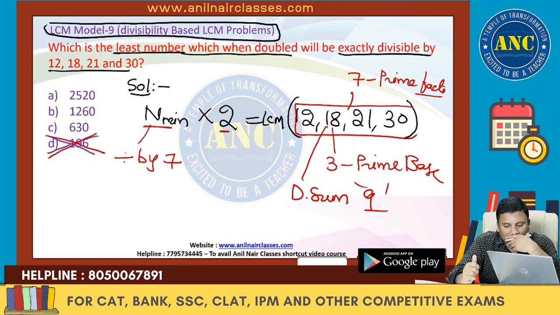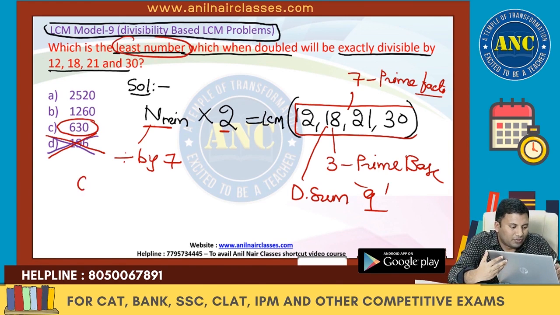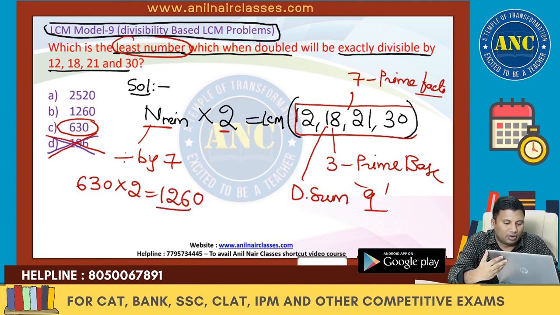Now, what are all the other values present in this question? This is one way. Because it is a least number, let me take the smallest number out of these 3. 630 into 2 is 1260. 12 divides 1260. 12 into 105.